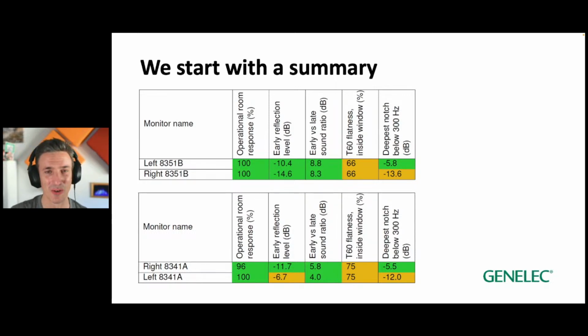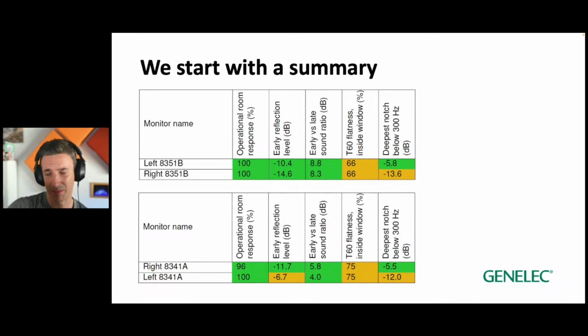There's no reason for selling your house or just renting a new room. Red only means that there's room for improvement and that you can think about how this could be done. The basic categories we show are always the so-called operational room response, which is the frequency response you are getting. Then we rate your early reflections level. And of course, the lower, the better.